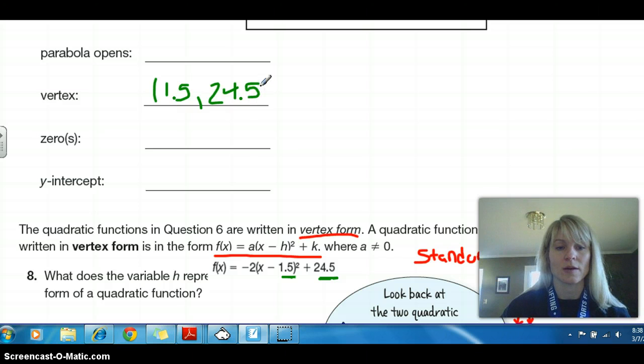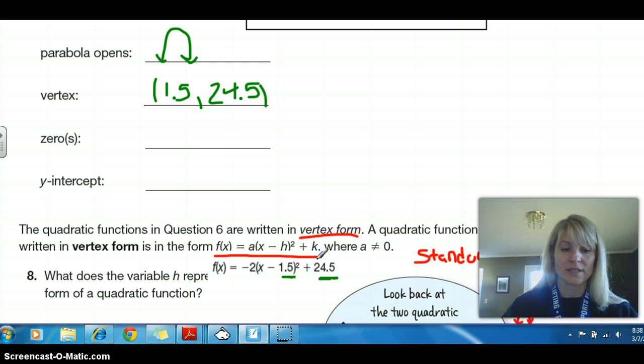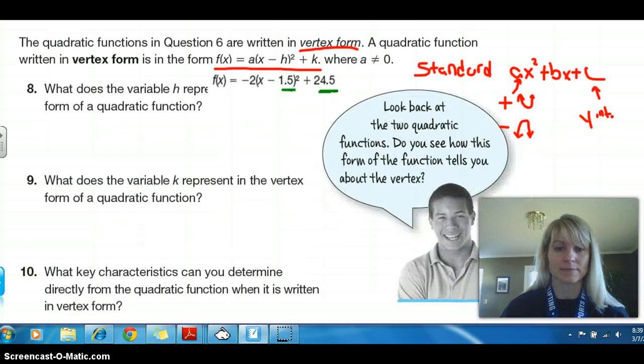Okay, and then of course you should have found it opens down like that, and then you should have the zeros and the y-intercept. So you should see that these numbers match what's in h and what's in k of the vertex, or in this case it's the maximum.